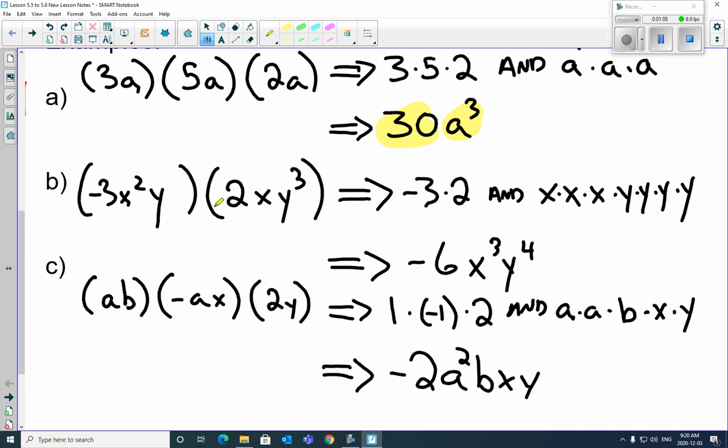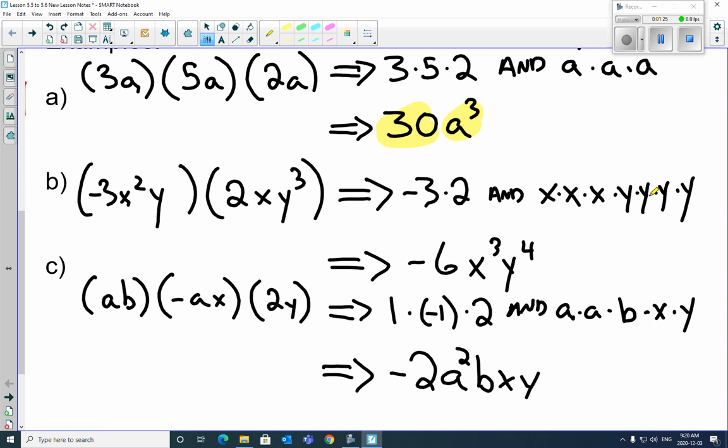Okay, what about if we have negatives and positives? Big deal. So we have negative 3x squared y and 2xy cubed. So coefficients, the negative 3 and the 2. Multiply those together. The x, right? Because that's x squared, so there's 2 of them. And then we have an x here, so it's x times x times x. Then we have y and the y cubed, so there's 4 y's there, right?